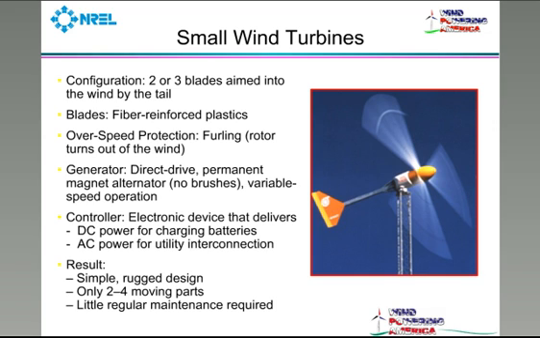The generator on most of the small turbines is a permanent magnet alternator. It's direct drive. That means there's one shaft that directly connects the blades with the generator.